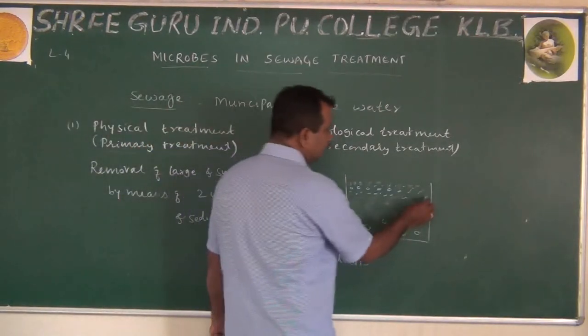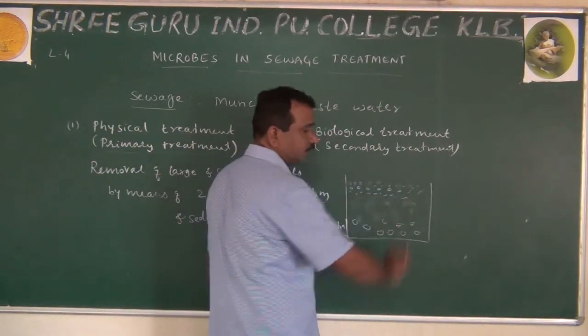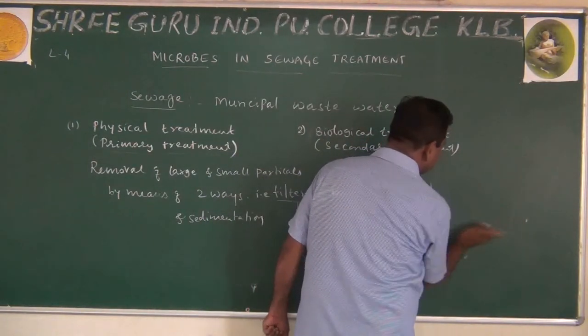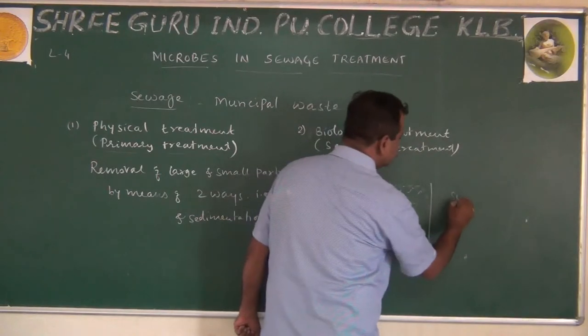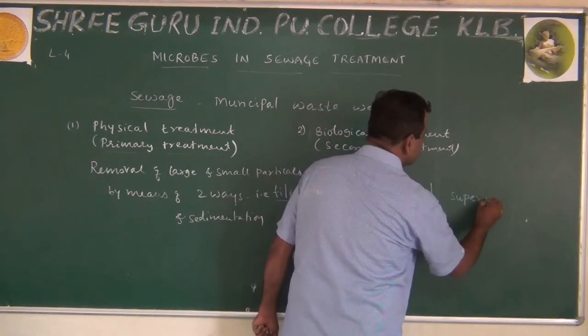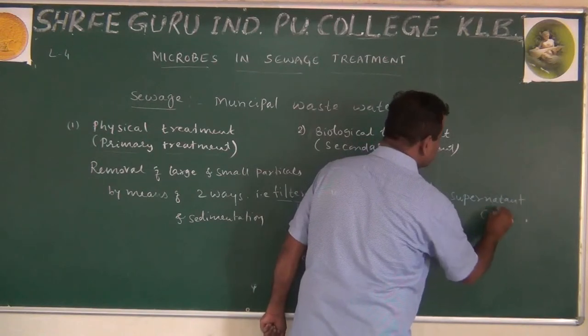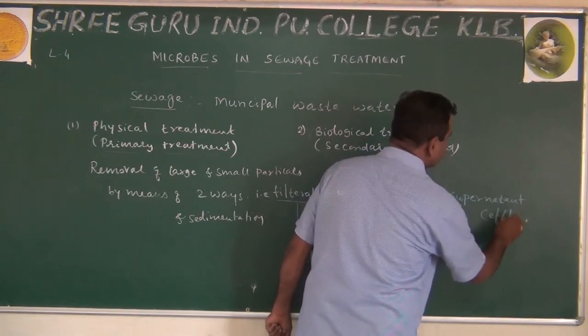Once we have removed all those things, we observe that clear water is found here. This clear water is called supernatant, or we can also consider it as effluent.